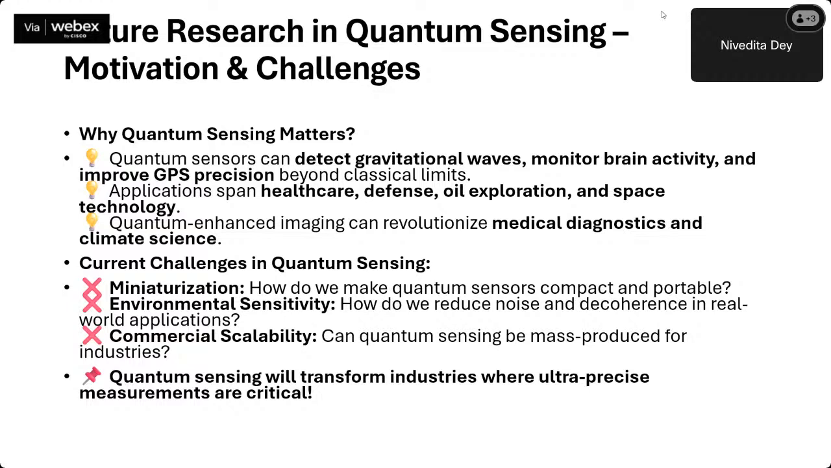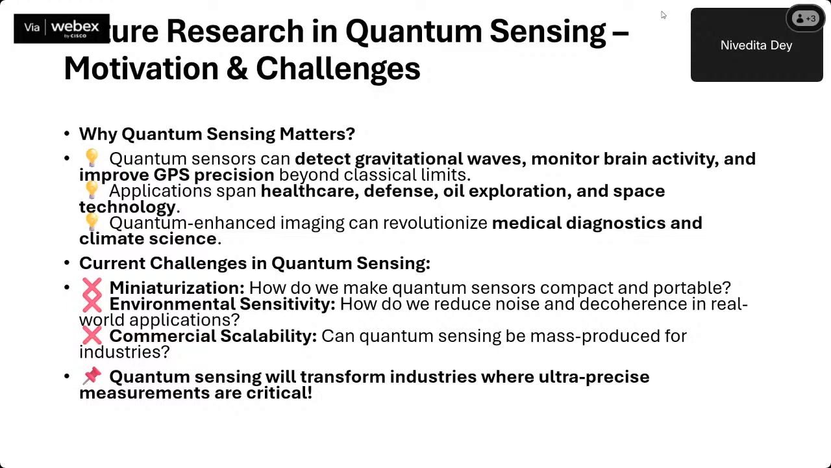They are used to monitor brain activity and to improve GPS precision beyond classical limits. Applications span healthcare, defense, oil exploration, and space technology. Quantum enhanced imaging can revolutionize medical diagnostics and climate science.